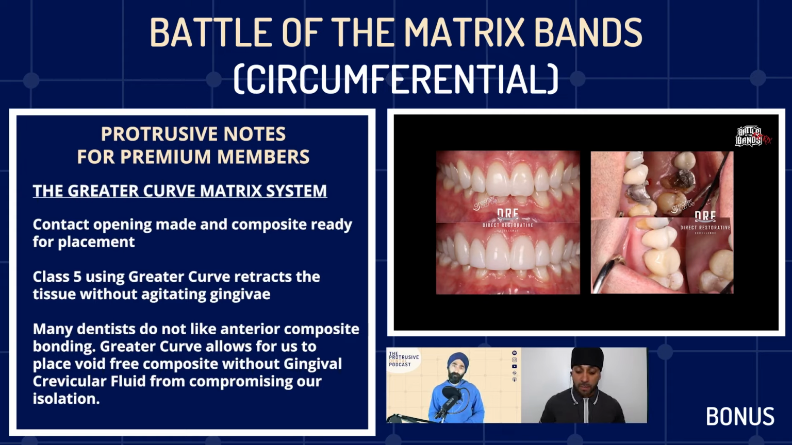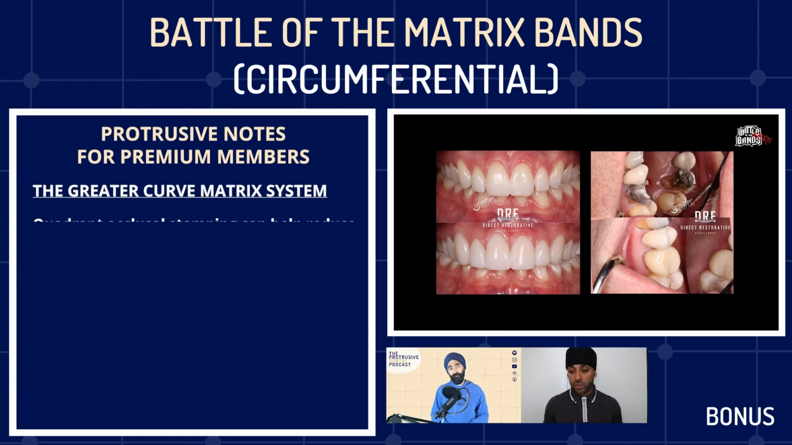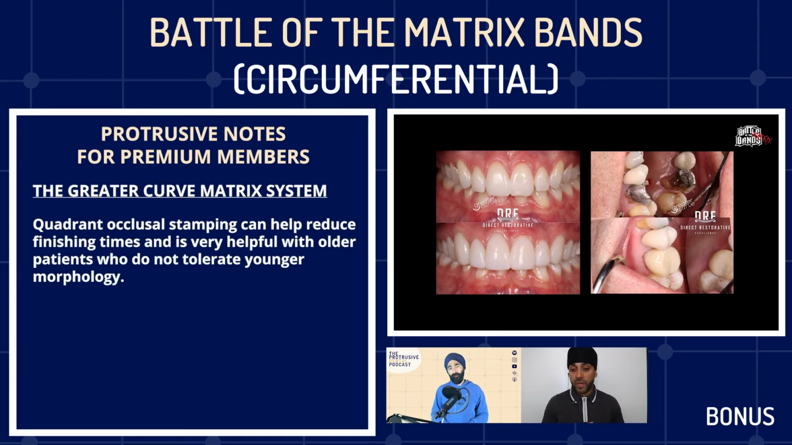And again, we can use it for direct composite bonding and crowns as well, so it's a very versatile system. I'm big on finishing, so we actually share occlusal stamping for a whole quadrant to reduce our finishing times. And as I read in some of your work, older patients do not tolerate younger morphology very well. So much of the time, I copy what they have, and we share how to do that, to speed up our finishing time. Yes, the rule of occlusion. And for all those dentists posting beautiful restorations on Instagram, until I see a red dot on there, I don't trust it. For sure.